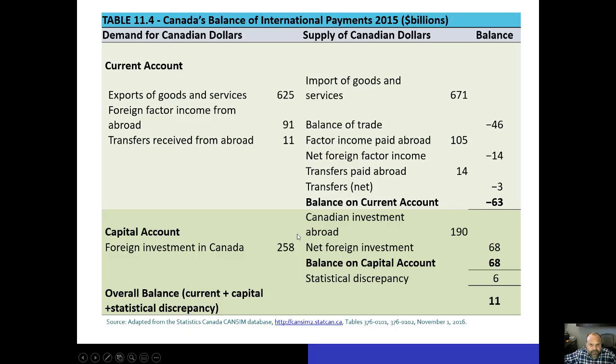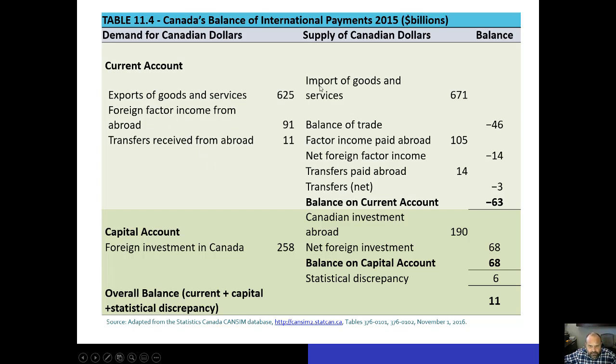So here's another example for 2015. Here we have the current account. We have the exports of goods and services, that's 625. We have foreign factor income from abroad, okay? And so this is foreign factor income, so people who are foreigners that have income from abroad. And then this is the transfers received from abroad. So this would be related to the demand for Canadian dollars, okay? Because for each of these, it would result in people wanting to sell foreign currency and buy Canadian currency.